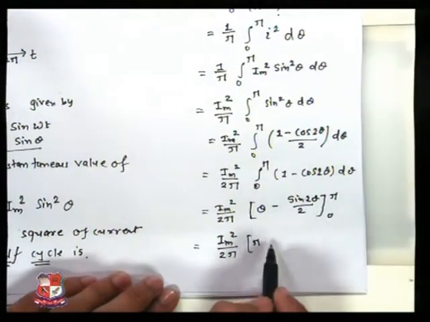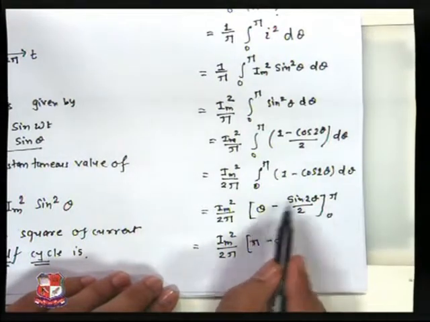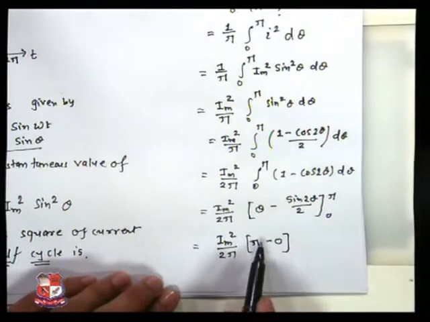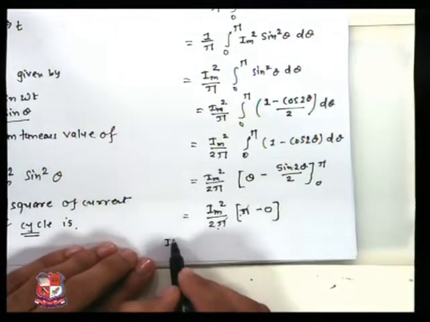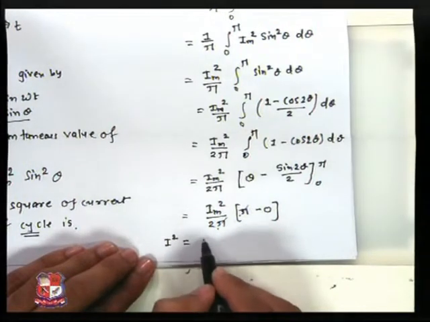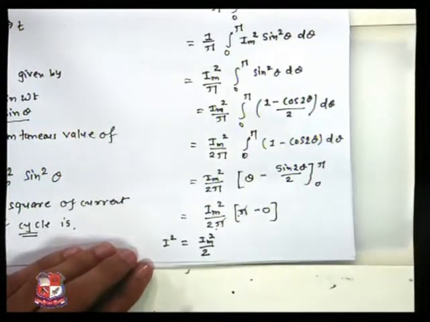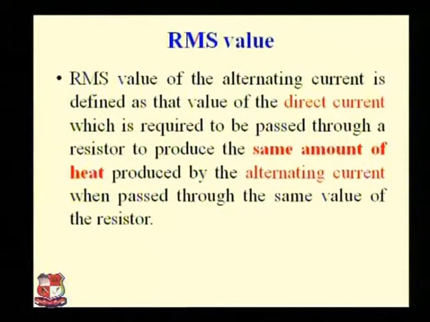and sin 2 pi, again it is 0, and for 0 it becomes 0. So here the value pi will be cancelled. So I get the value I square equal to Im square upon 2. So it is my mean square value. Now I want to find out the RMS value.